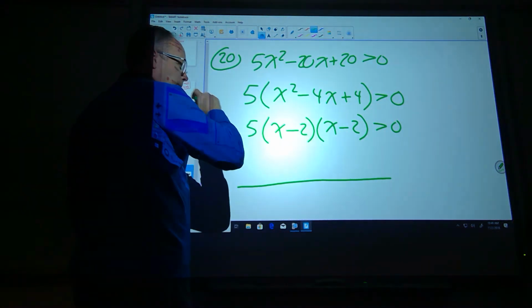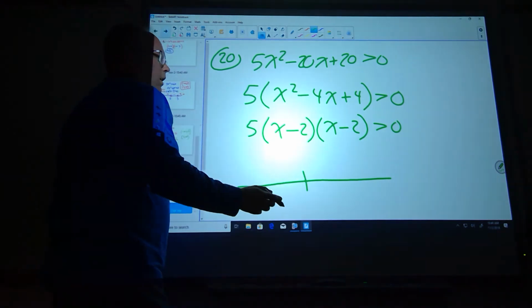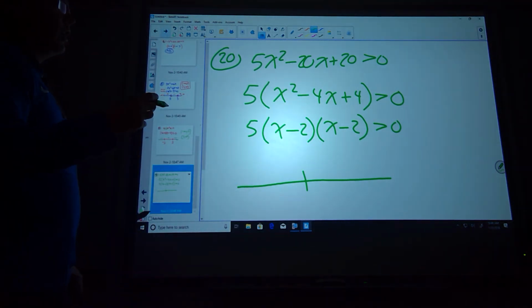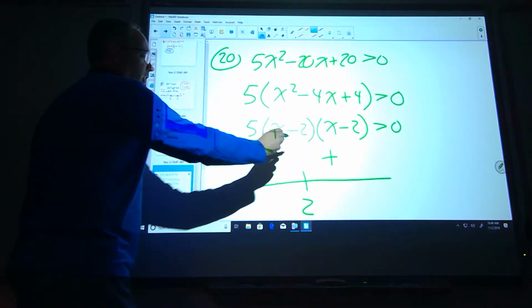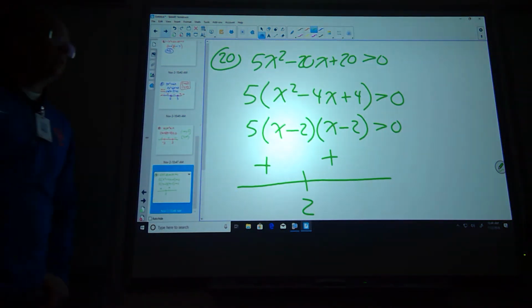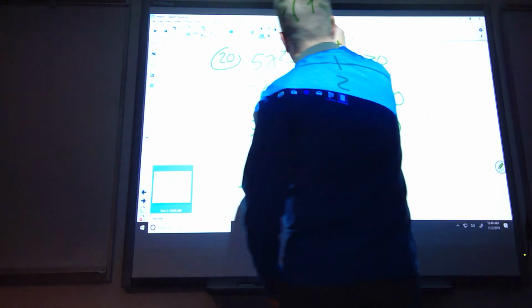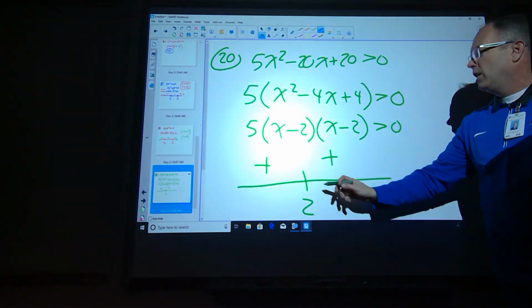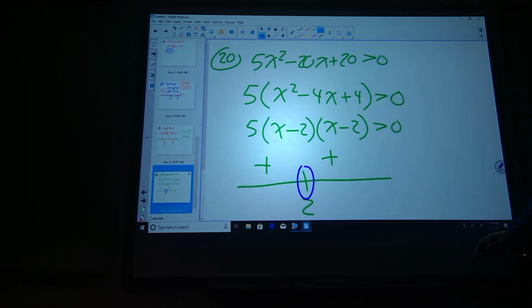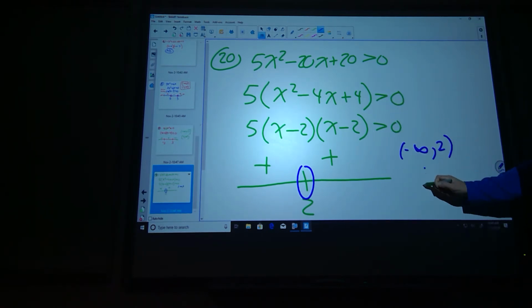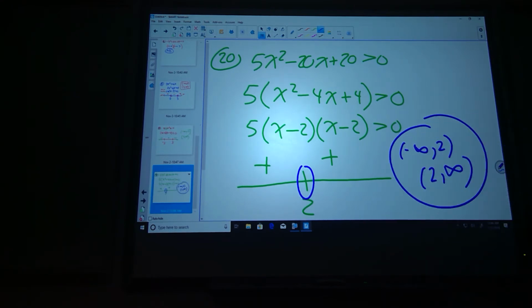Okay, so I want values greater than 0. I only have a value here. This is a parabola that opens up, so both sides are positive. There's no negative component. I want values that are greater than 0, so I want the positive. But I can't include this point because that point's 0. I don't have the equal sign. So from negative infinity to 2, and from 2 to infinity is our interval notation for this one.